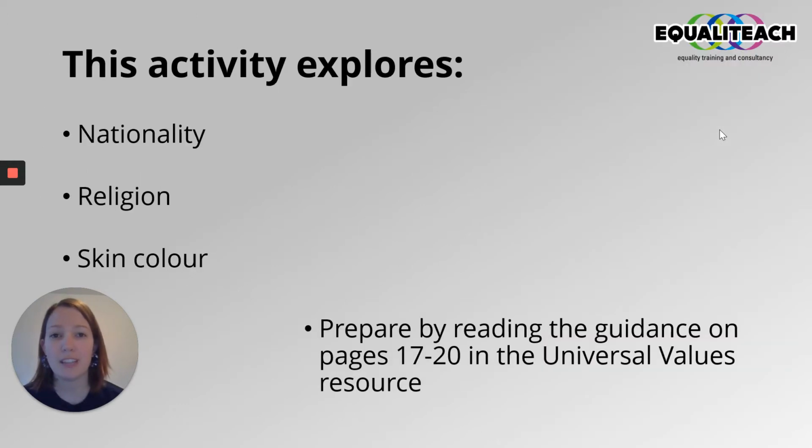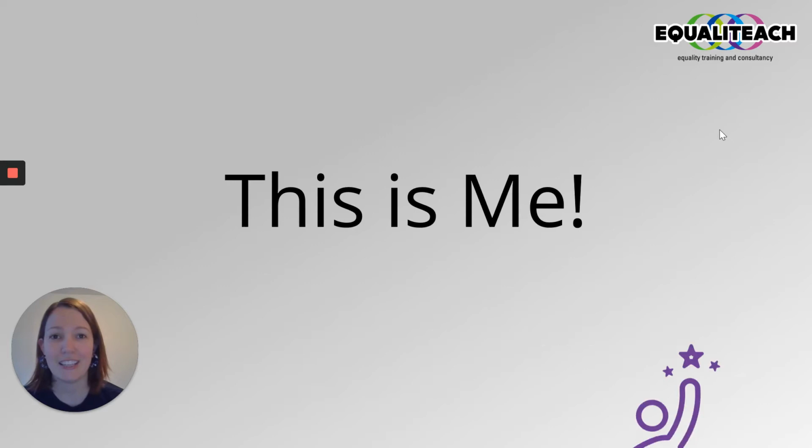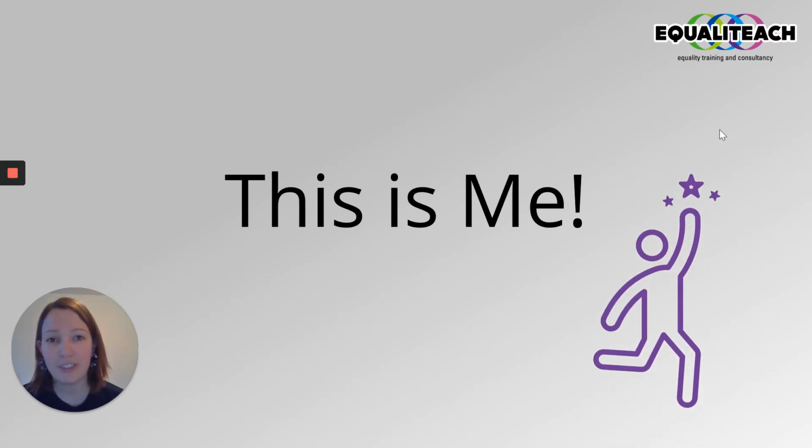The activity explores nationality, religion, and skin colour. I recommend that you read the starting points on pages 17 to 20 of the resource, as this gives guidance and tips for discussing potentially controversial topics with young people. So, onto the activity. On page 81, you'll find the worksheet which you can download and print. Alternatively, just use this tutorial as a guide and create your own. The guidance in the resource is based on delivering this in a classroom setting, but this activity is easily done at home with a family member.